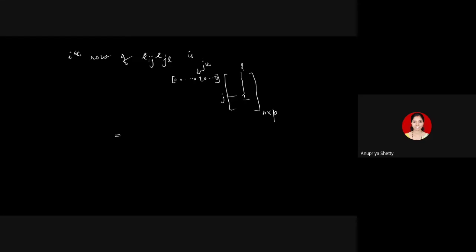Now multiply this row with the first column, this row with the second column. What are there in all the columns of the second matrix? All zeros there. First column has 0, second column has 0, third column has 0.